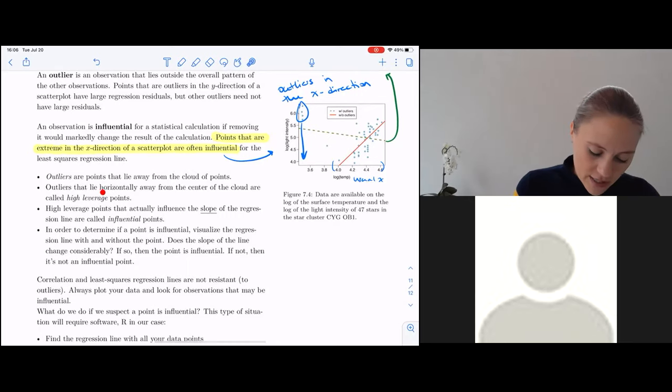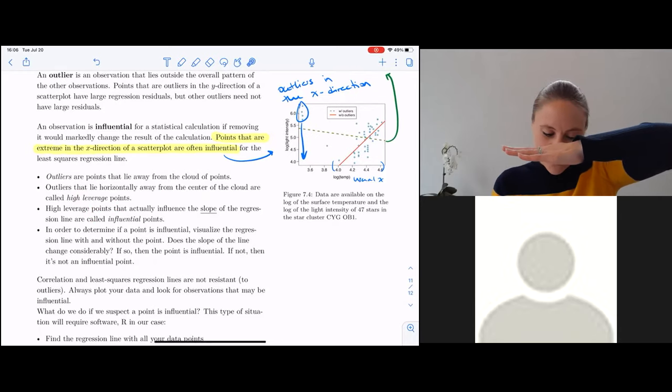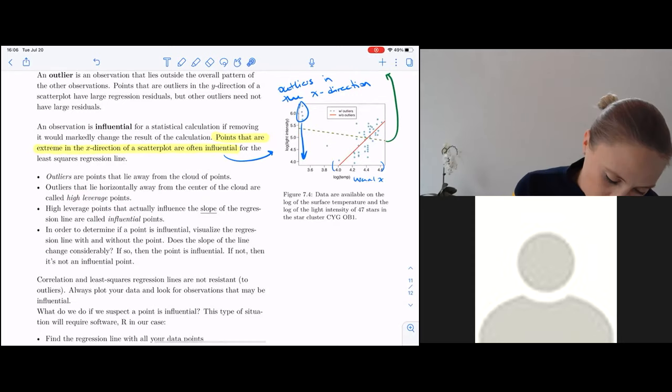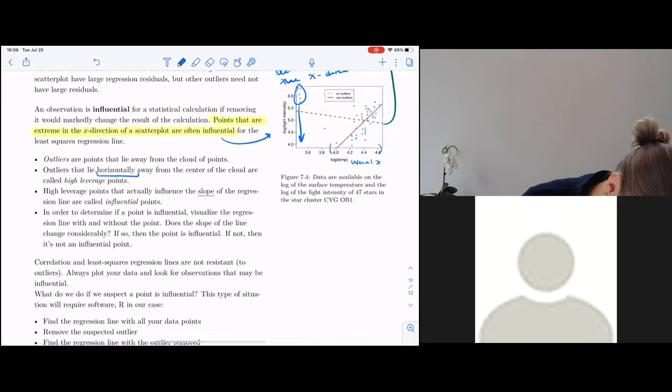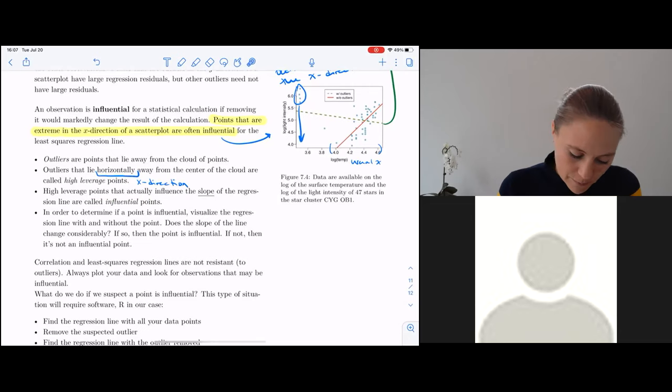Outliers that lie horizontally away from the center of the cloud are called high leverage points. Horizontally is like this, just in the x direction. So high leverage points that actually influence the slope of the regression line are called influential points. They're influencing the regression line, and removing them would influence the line that you end up with, the slope and the intercept.